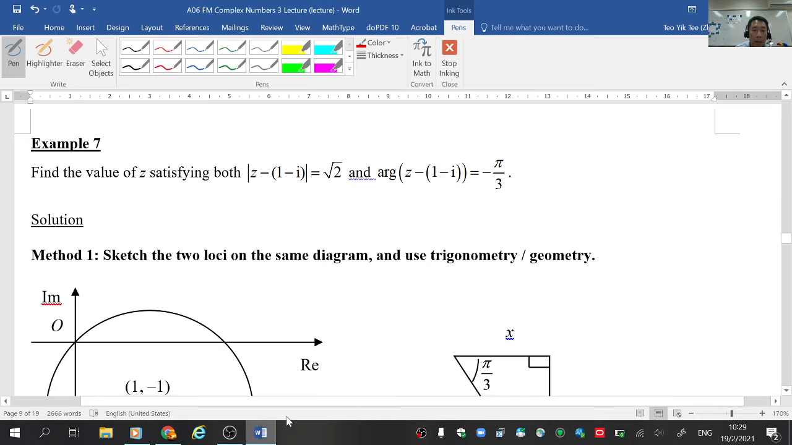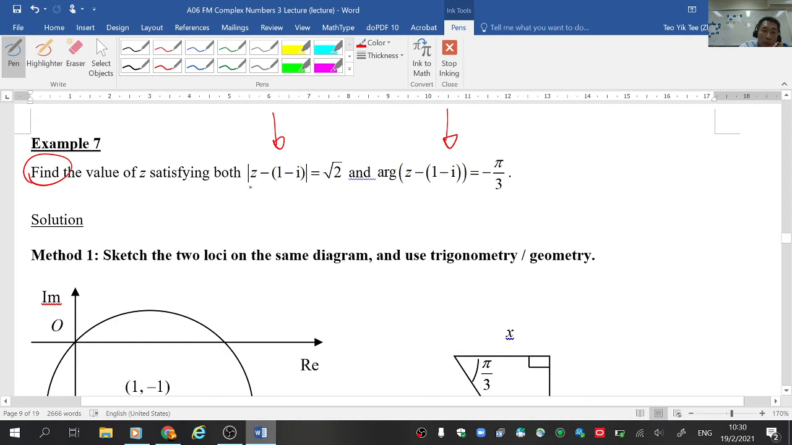Okay, so having mastered the few basic skills pertaining to your locus, it's time that you actually see what is more likely to appear in your exams. What can possibly happen in the exam is that they'll ask you to draw two loci. You're supposed to find the value of z satisfying this and this. In other words, it's basically the intersection of my two loci.